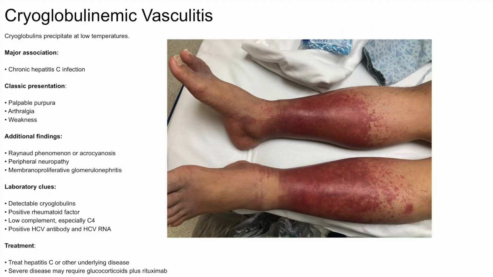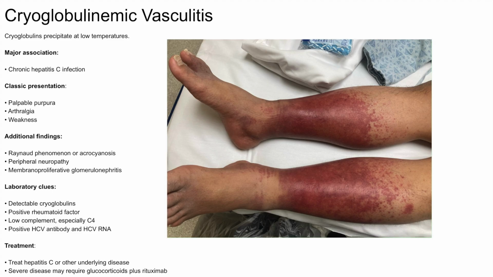So cryoglobulinemic vasculitis occurs when circulating immunoglobulins precipitate at low temperatures and form immune complexes that deposit in small vessels. The major association is chronic Hep C infection. The classic presentation is the triad of palpable purpura, arthralgia, and weakness, but patients may also develop Raynaud's phenomenon, and then peripheral neuropathy, as well as glomerulonephritis. And so laboratory clues include detectable cryoglobulins, a positive rheumatoid factor, and complement consumption with especially low C4. Hepatitis C antibody and RNA testing help identify the underlying cause.